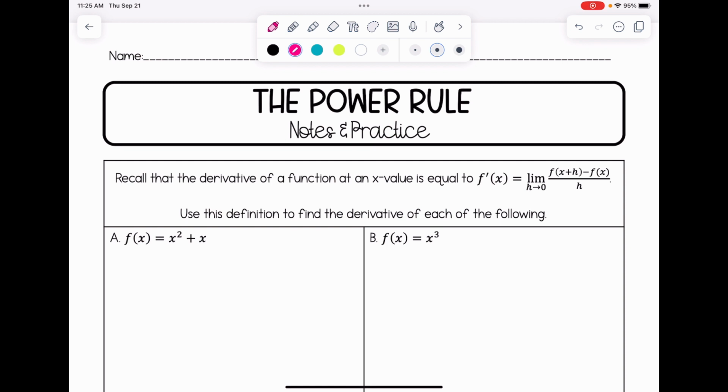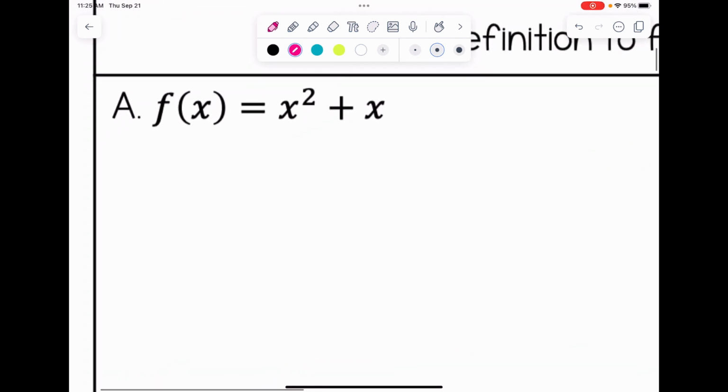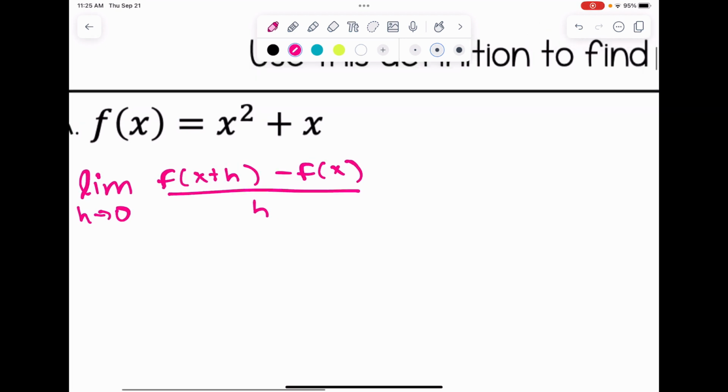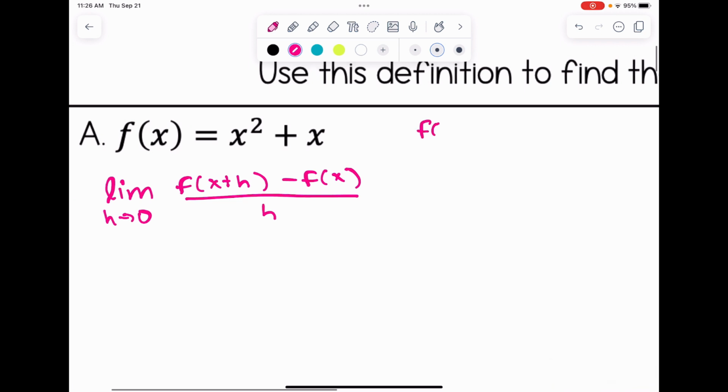Okay, so for part A, we have f of x equals x squared plus x. So using that definition of the derivative, we need to evaluate f of x plus h and then substitute it into this whole limit definition. All right, if I find f of x plus h, just a reminder what that is. That means you're going to take x plus h and plug it in for x. Just like in algebra, when you find f of 2, for instance, you plug 2 in for x. This time we're just plugging x plus h in.